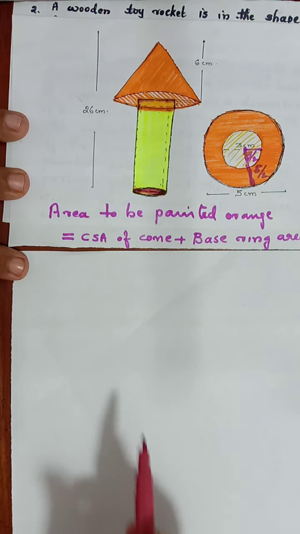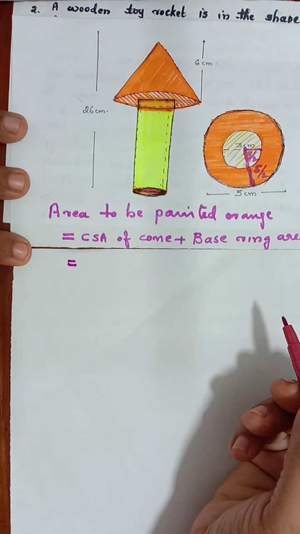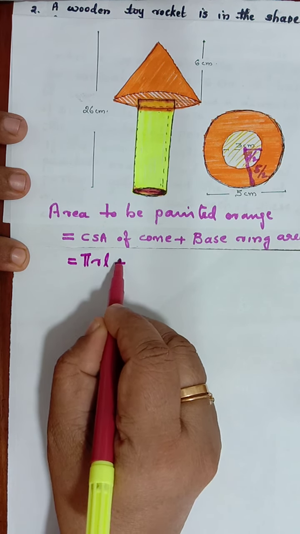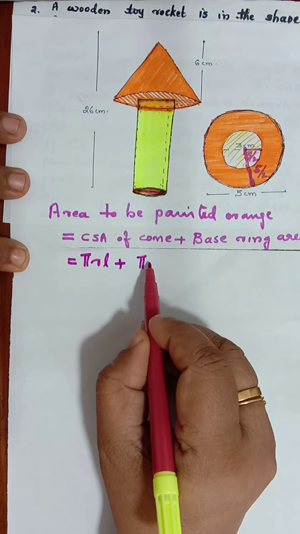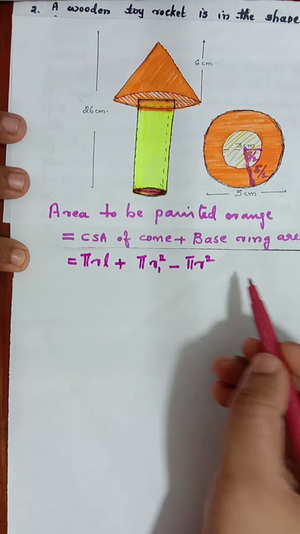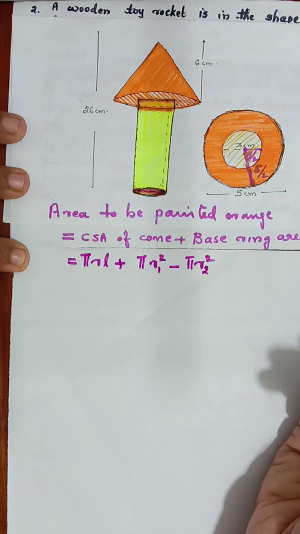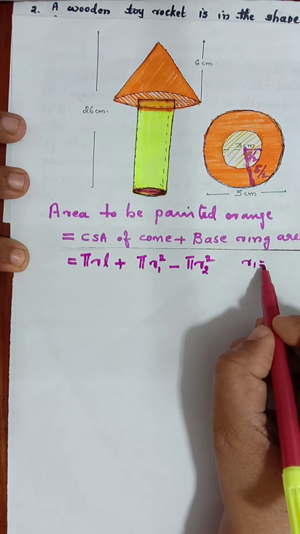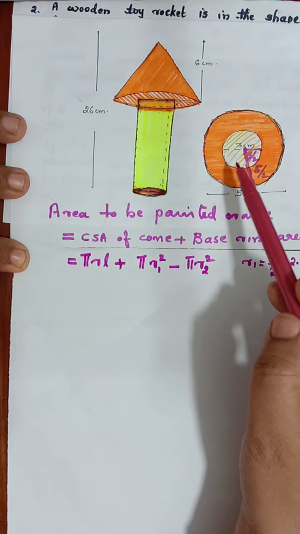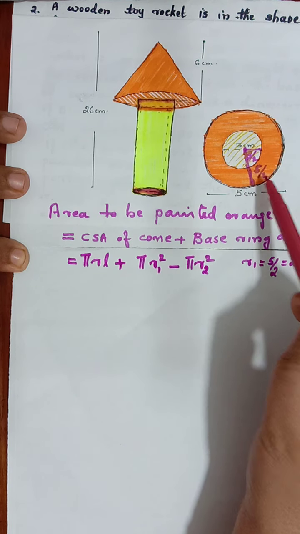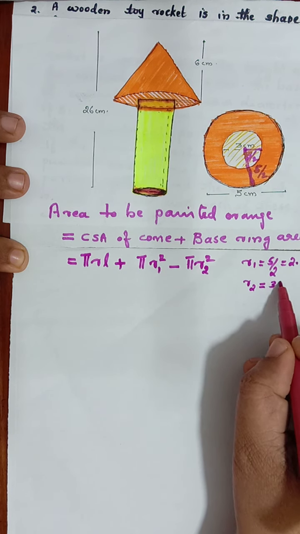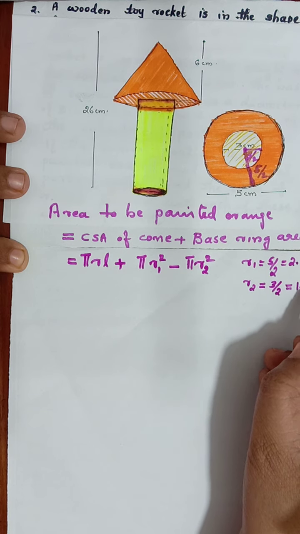Just look at the formula. This is equal to the CSA of the cone formula. What is the CSA of the cone formula? It is pi RL plus the base area ring, pi r square minus pi r square. Let us take the bigger one as R1, this as R2. So R1 is equal to 5 by 2, that's equal to 2.5. This is 5 diameter, so 5 by 2 is 2.5. R2 equal to 3 by 2, that is equal to 1.5.